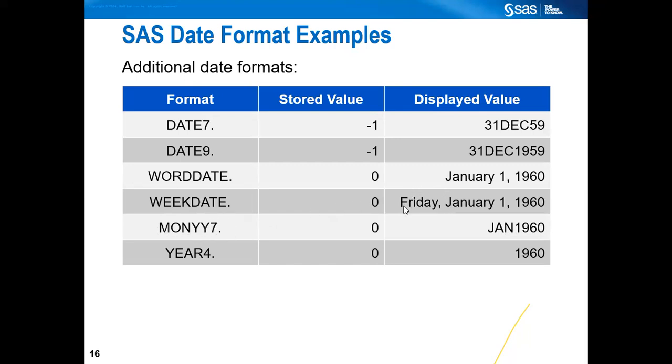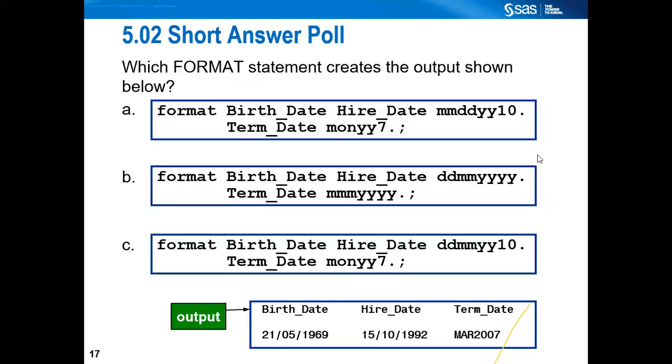If you want to see the weekday as well along with the date, you apply the format WEEKDATE. If you want to see the date in word format, you write WORDDATE. And this is with DATE9. and this is with DATE7. Now -1 in your data means the day before 1st Jan 1960, which is 31st December 1959. Understood? Okay, so this is all about dates.